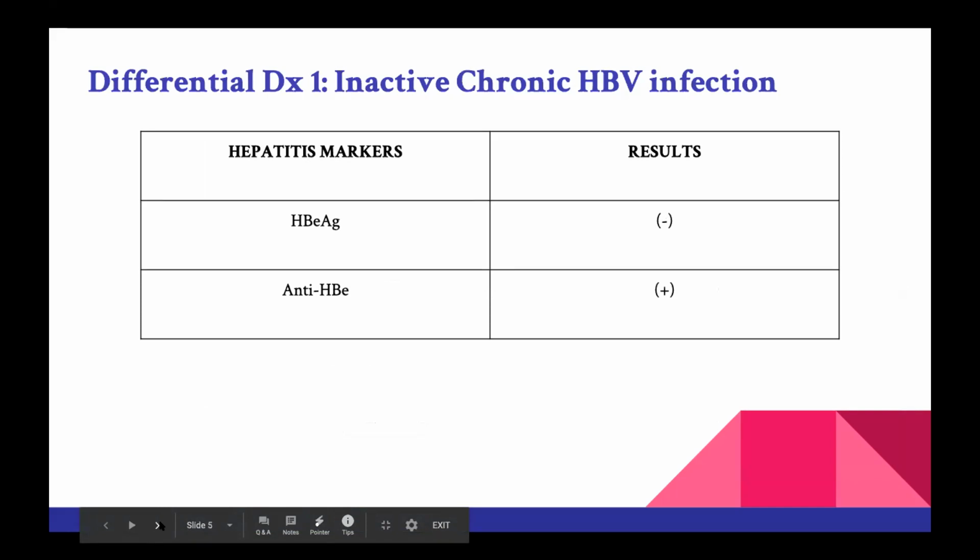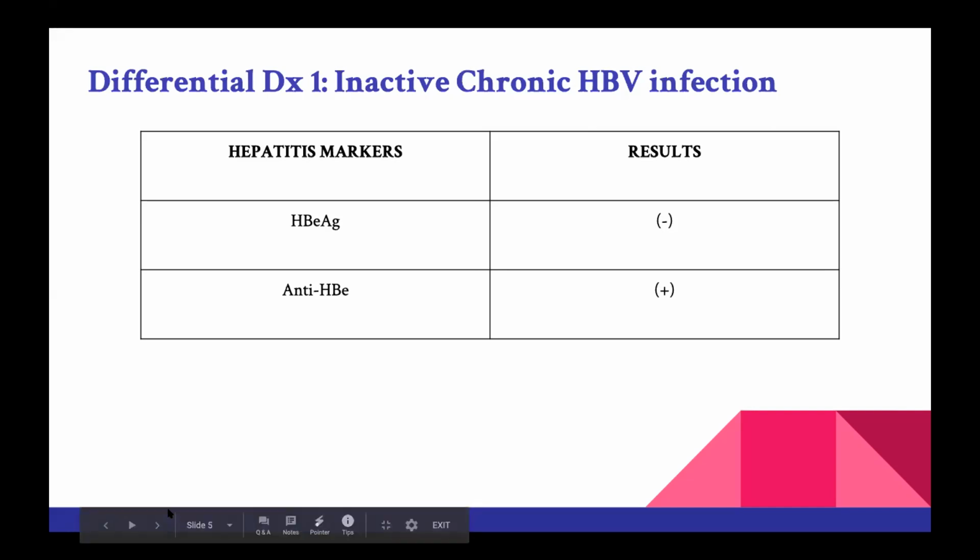Next, we have a negative HBe antigen and a positive anti-HBe antibody. This is the hallmark for the inactive carrier state or inactive chronic HBV infection. What happens here is that anti-HBe antibodies are formed, so the HBe antigen becomes undetectable. There is a conversion from HBe antigen positive to HBe antigen negative. So it indicates an inactive HBV infection.